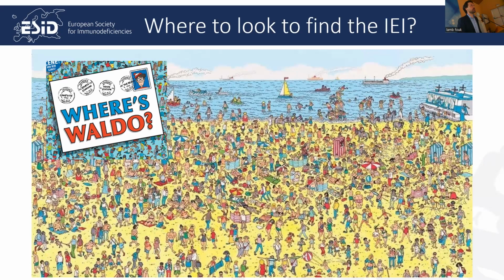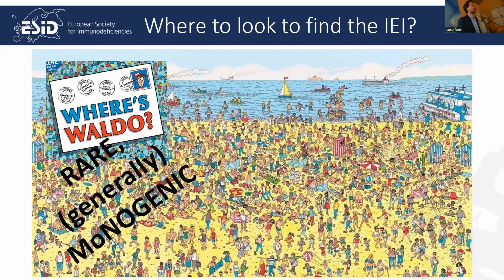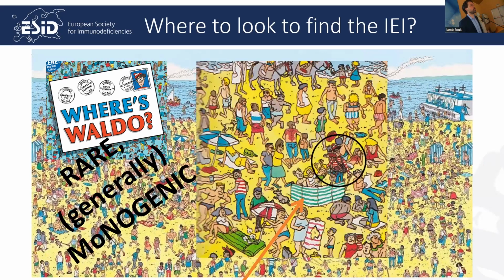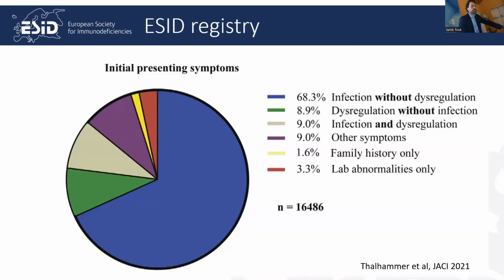You have many people on the beach, and you need to find the rare and generally monogenic disease, which hides, and you don't know if you know this game, you need to find this guy with the striped shirt. And so in the clinics, you see many patients, and you need to pick the right one and give him or her a diagnosis.